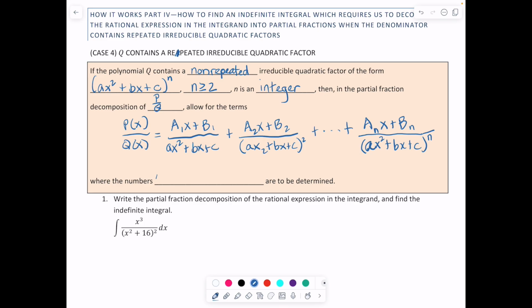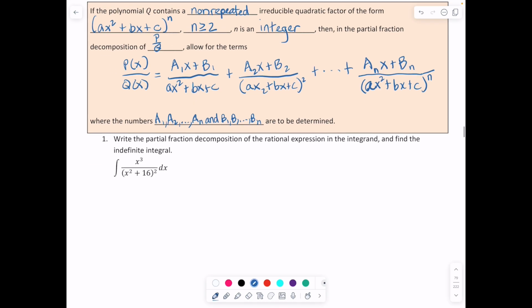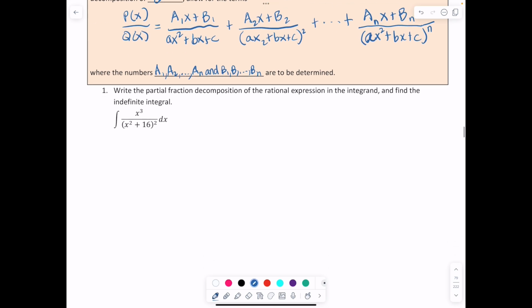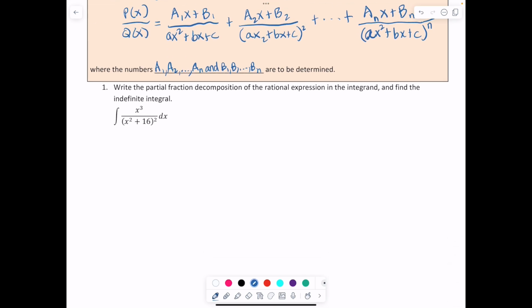where the numbers a1, a2, down to an, and b1, b2, down to bn are to be determined, the capital A's and B's with the subscript. Groovy? Okay, so let's take a look at this example.